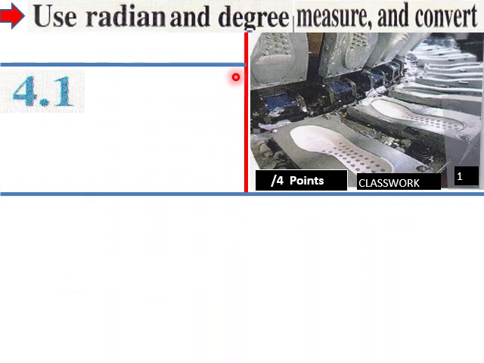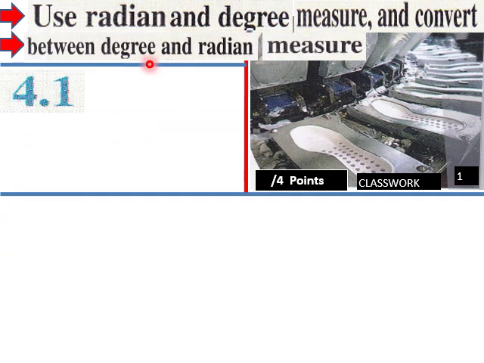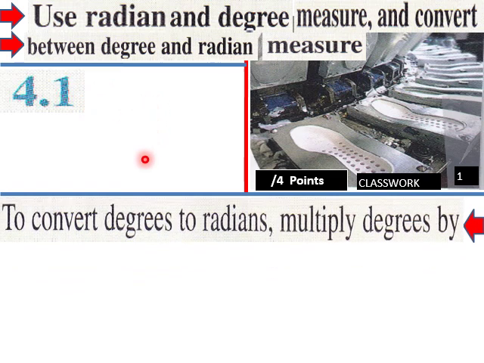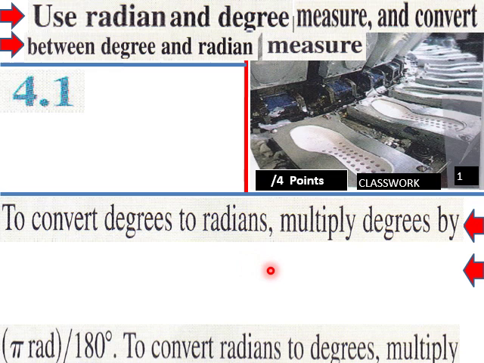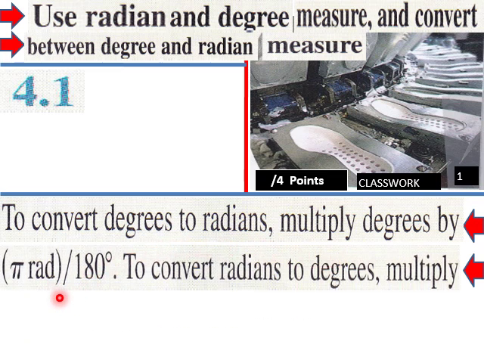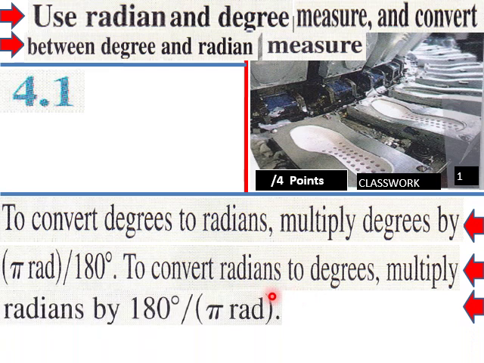Into our first example here: use radian and degree measure and convert between degree and radian measure. This is for 4.1 in Chapter 4. To convert degrees to radians, multiply degrees by pi radians over 180 degrees. To convert radians to degrees, multiply radians by 180 degrees over pi radians.